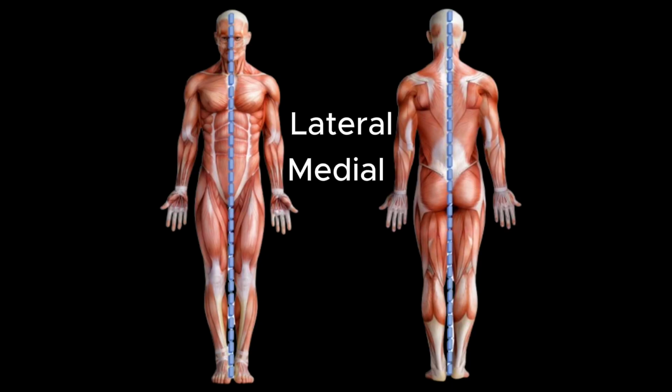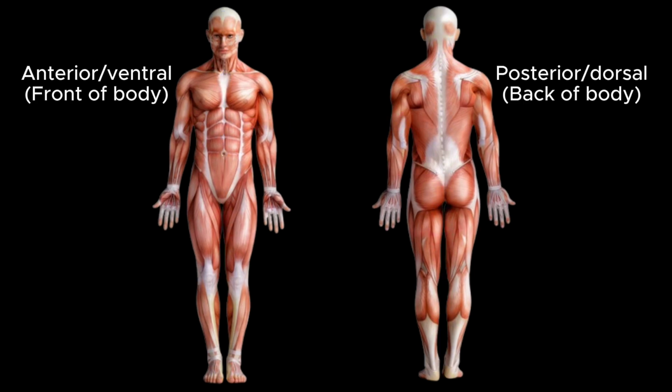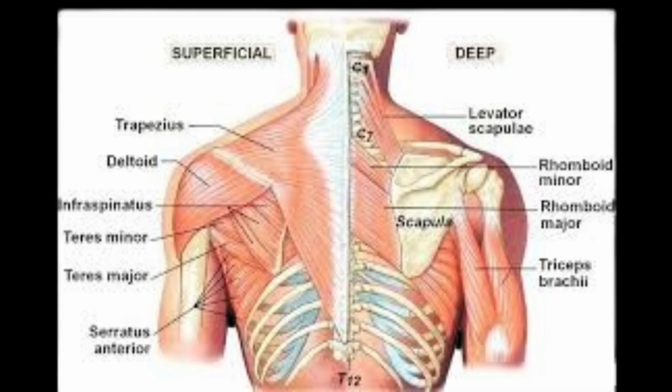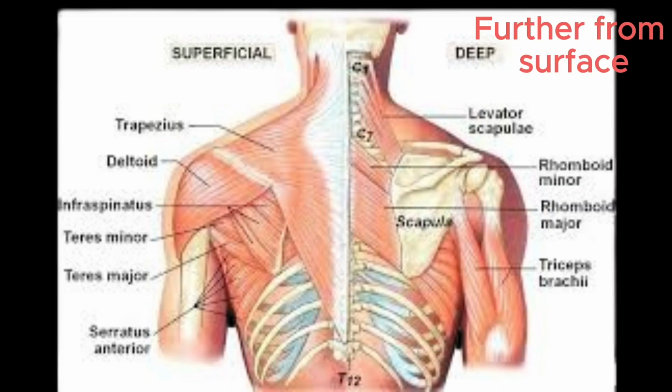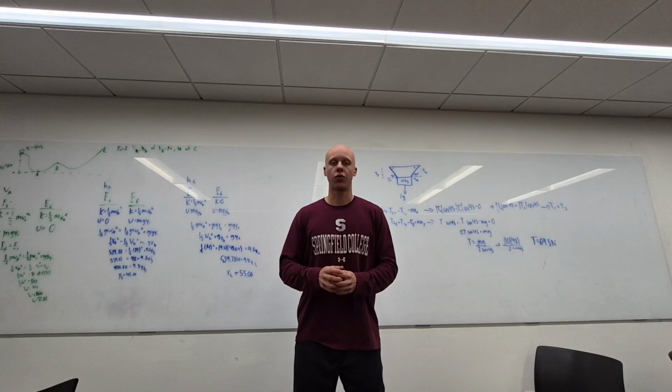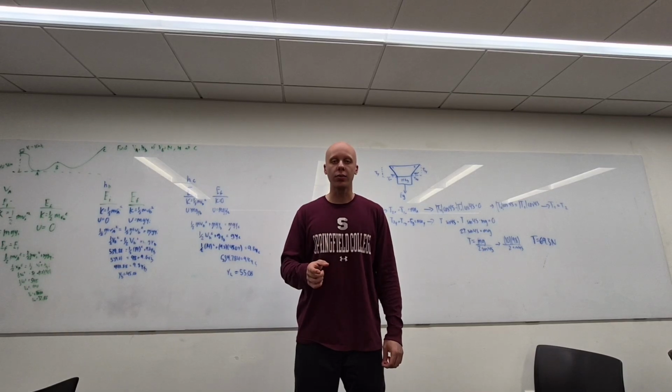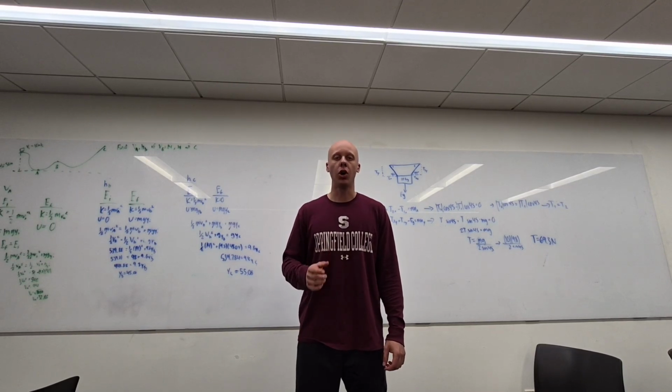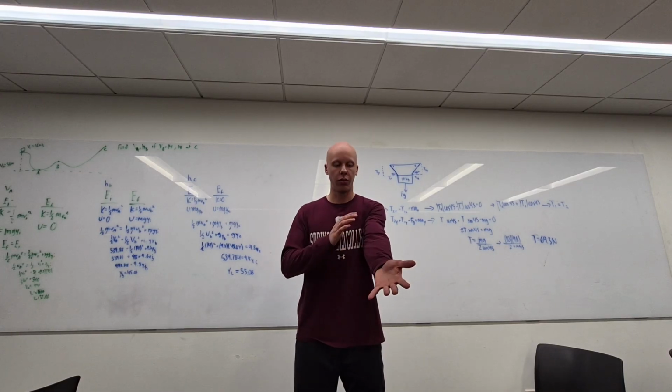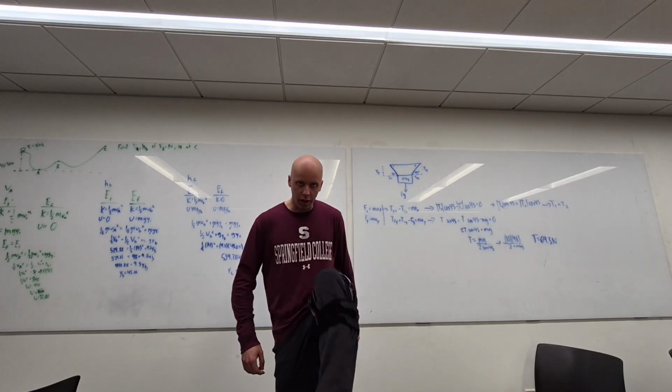Lateral and medial. Lateral means away from the midline, and medial means towards the midline. Posterior and anterior. Posterior means towards the back, while anterior means towards the front. Deep and superficial. Deep means further from the surface of the skin, while superficial means closer to the surface of the skin. Remember, you only use proximal and distal when you're talking about bony landmarks or anatomical regions on the same limb, whether that be arm or leg.